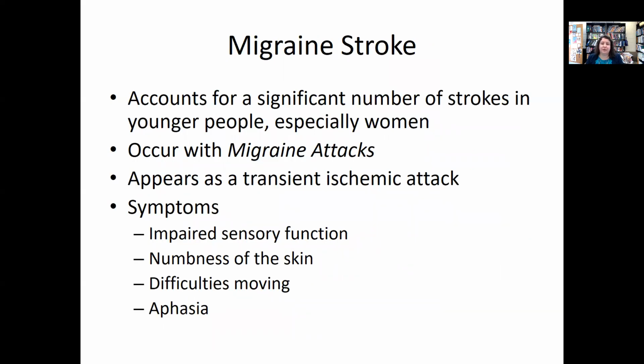You can get what's called a migraine stroke. And this accounts for a significant number of strokes in younger people, especially women. So people can have strokes at a young age. And these occur with migraine attacks, which we'll talk about later in these slides. It is a transient ischemic attack, or TIA, you'll hear that abbreviated. So they'll get impaired sensory function, numbness, especially in the extremities, difficulties moving, and aphasia.